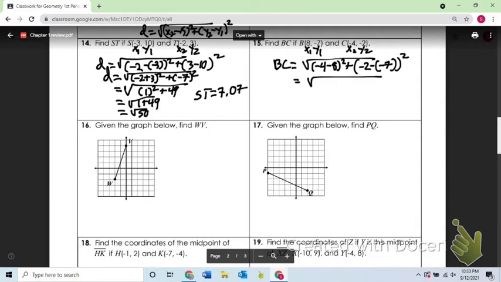So negative 4 minus 8 is negative 12. That turns into negative 2 plus 7. Negative 12 squared is 144. 7 minus 2 is 5 squared. So that gives us 144 plus 25, which is 169. Square root of 169 is 13.